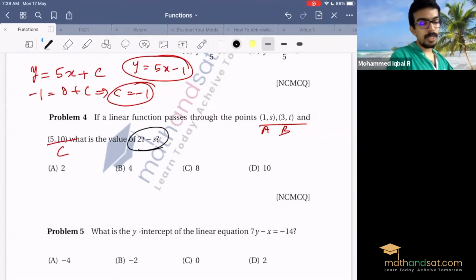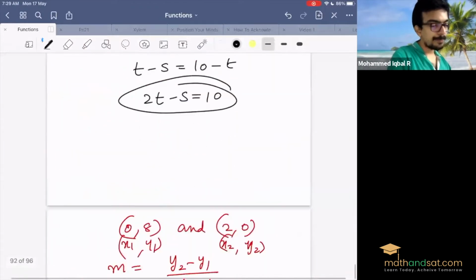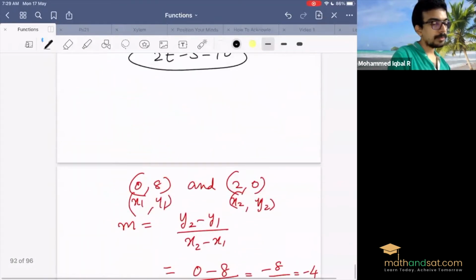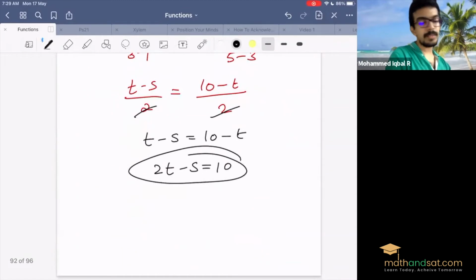So in this case, our answer is 2t minus s is equal to 10. All right. Let's go to the next question.